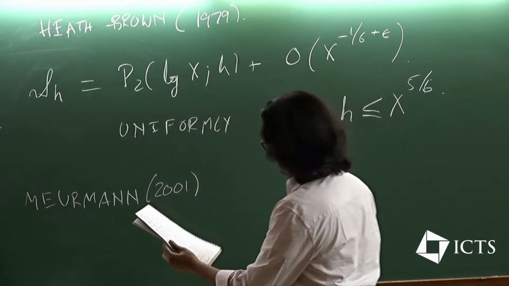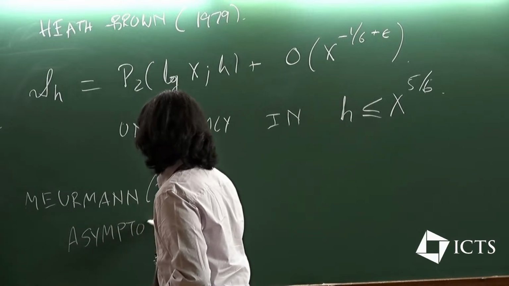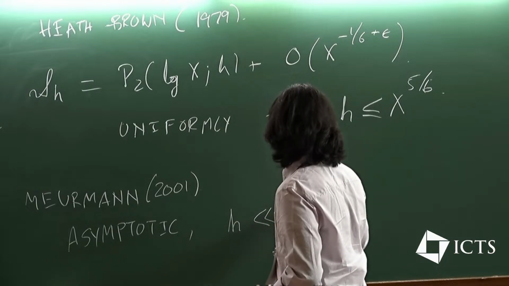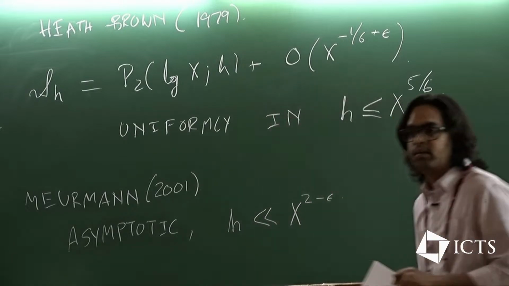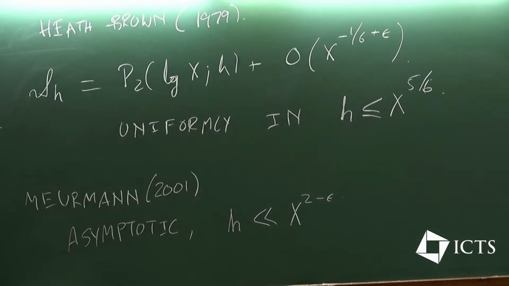So he gets an asymptotic for h going up to anything smaller than x squared. And so he can let his h be actually bigger than the summation variable, going all the way up to x to the 2 minus epsilon. Any questions so far? I think so, but don't quote me. I'm not that familiar with that literature.